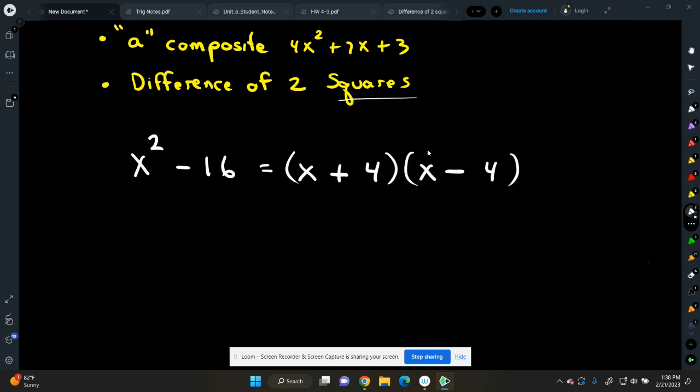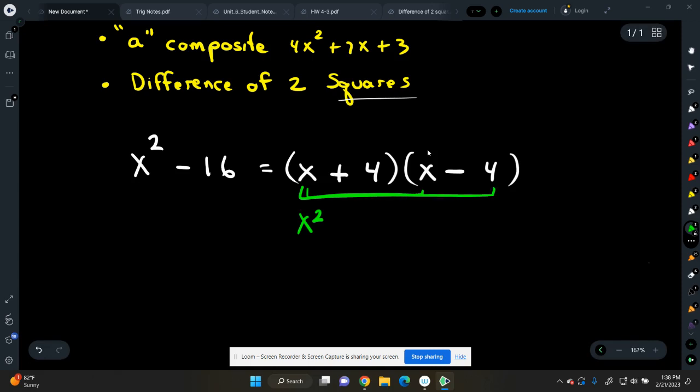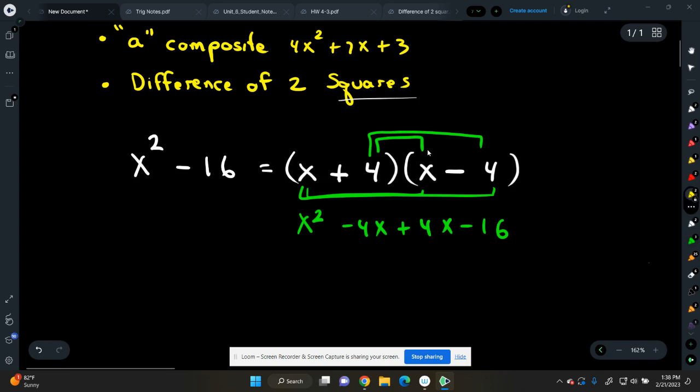Look, I'm just going to show you why this works. How do I check to see if I factored it correctly? We FOIL. Remember, we FOIL. That's how we check it. So we're going to FOIL it back out. X times x is x squared. And then I get minus 4x. And we get plus 4x. And we get minus 16. Well, notice this minus 4x and this plus 4x, they're going to just cancel all the way out. And we're left with x squared minus 16.